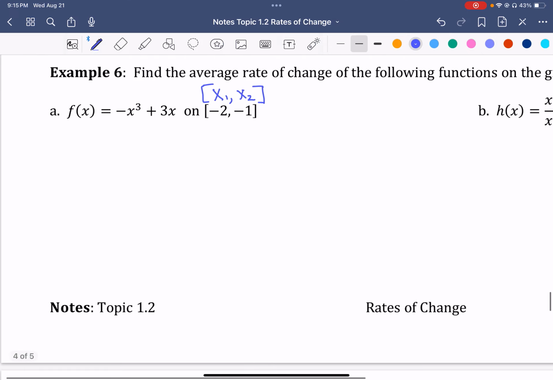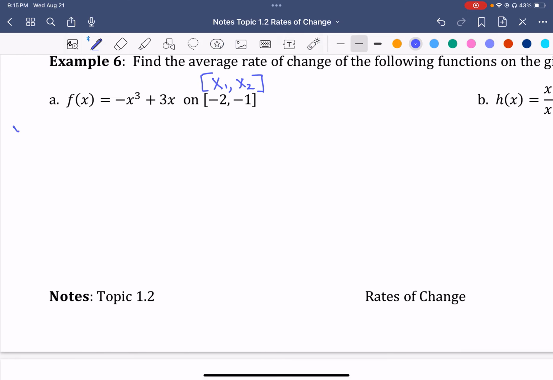So now that I have the 2 x values, I need to figure out what my y values are. So if I try to find y sub 1, that means I need to find f of x sub 1. And remember that x sub 1 is negative 2. Okay? So I have 3 different x's here. So that x equals negative 2, I'm going to plug it into all of the x's. So I have negative, and then in parentheses, negative 2 cubed plus 3 times negative 2.